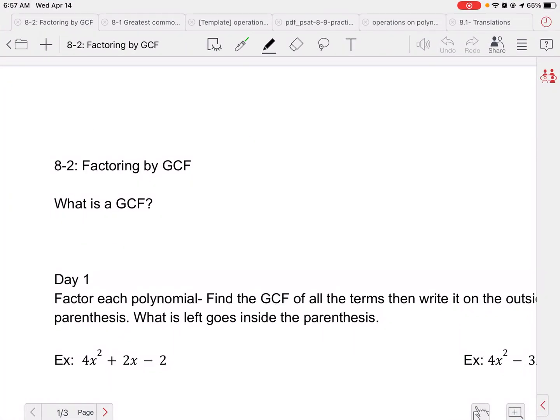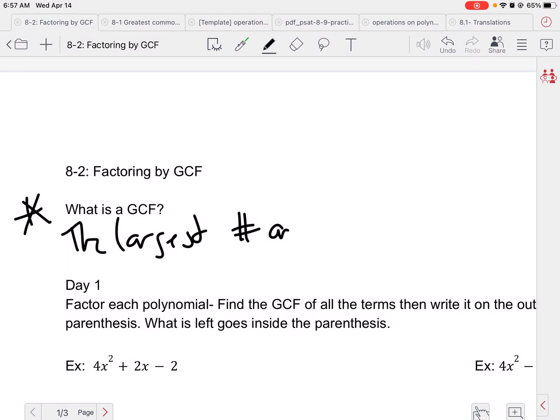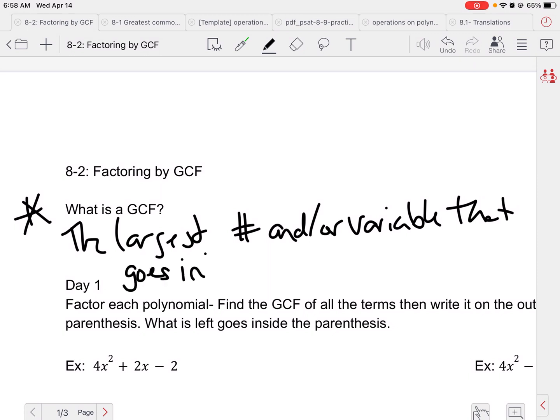So go ahead and tell me, what is the greatest common factor? The greatest common factor is the largest number and or variable that goes into or is divisible into all the terms, okay? And the reason we need greatest common factor is we need a way to undo distribution.